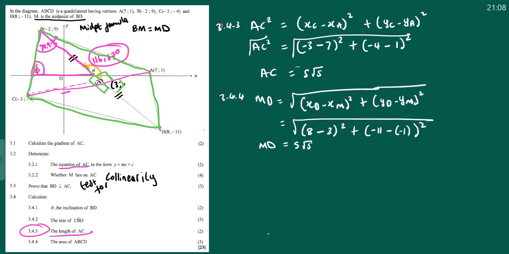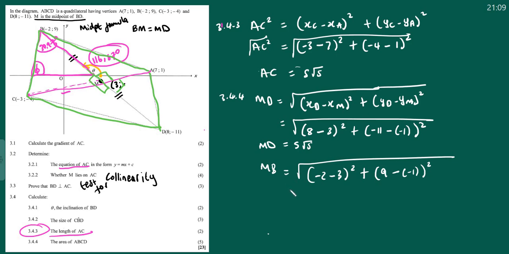So also I'm going to get the length of MB to save time. So MB is going to be the root of x of B is negative 2, and then x of M is 3, and then y of B is 9, y of M is we said, I think, negative 1. So we get MB being equal to what?